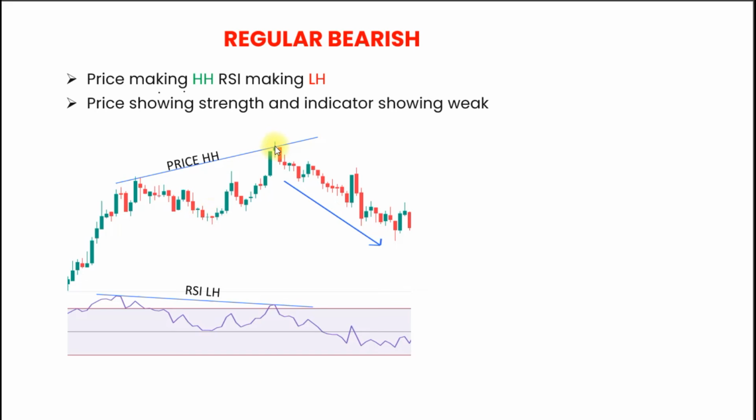See, price is going to a higher high, so RSI also should go to a higher high. But the RSI indicator is making lower highs. So price is showing strength and the indicator is showing weakness. That means we can see a trend reversal at this particular zone. This is the example for the regular bearish divergence.